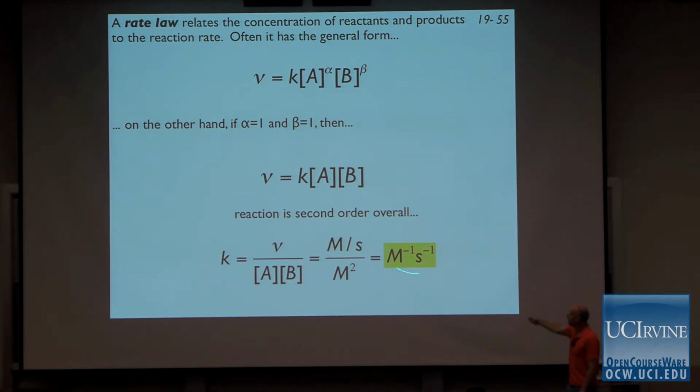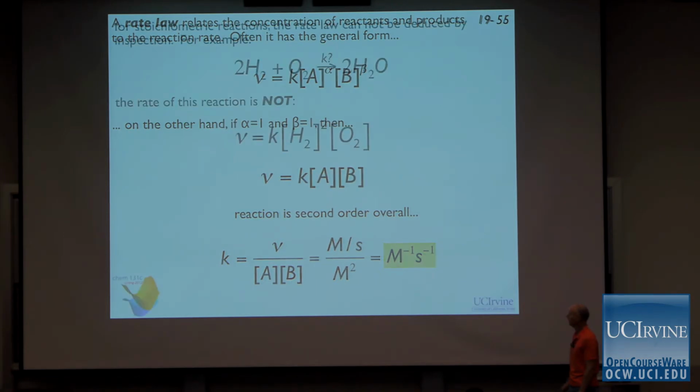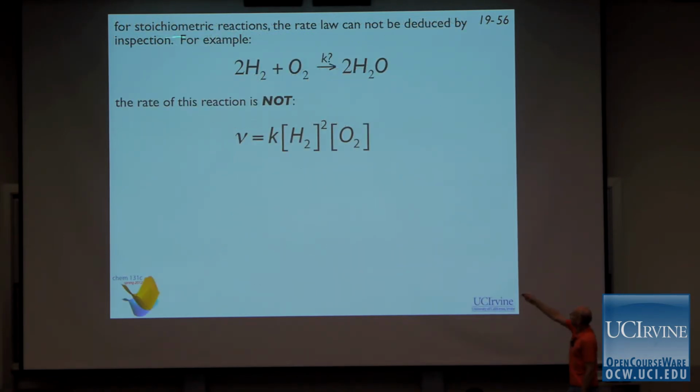If I see those units, I know immediately that I've got a second order reaction. The units are telling me what the overall reaction order is. So for stoichiometric reactions, the rate law can be deduced from the expression.